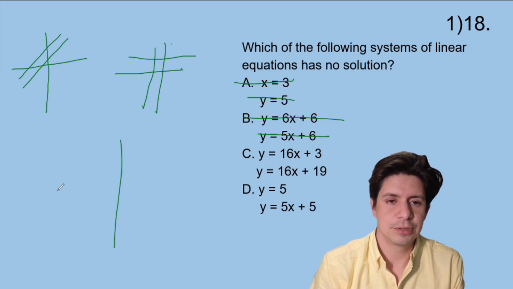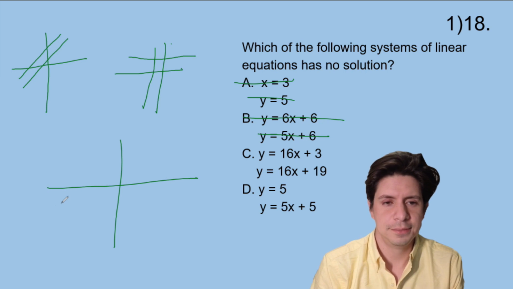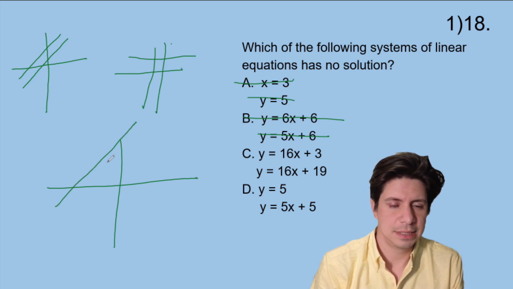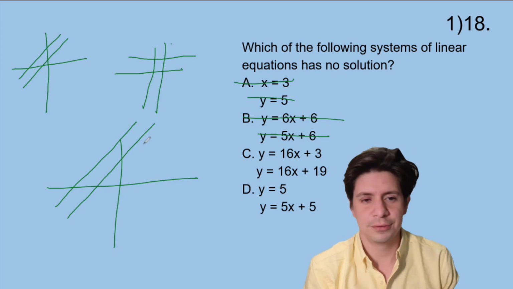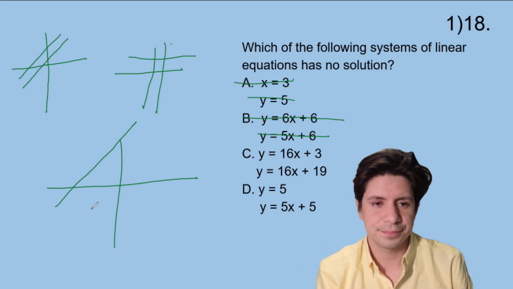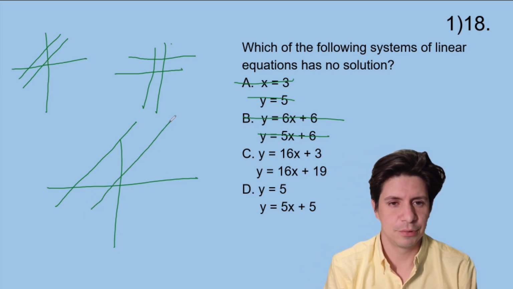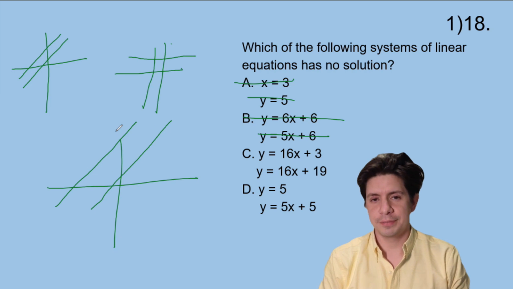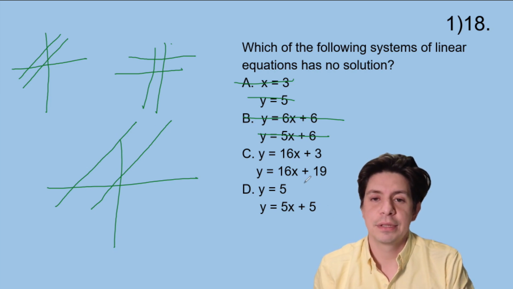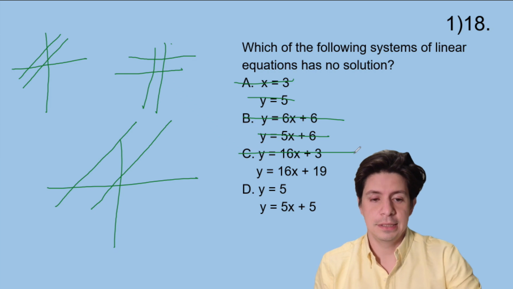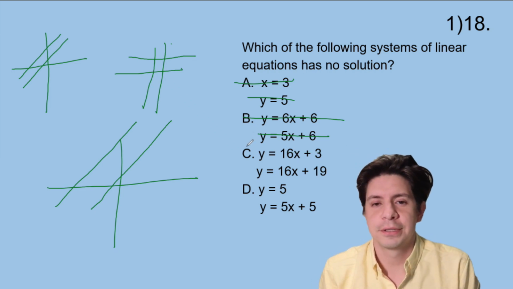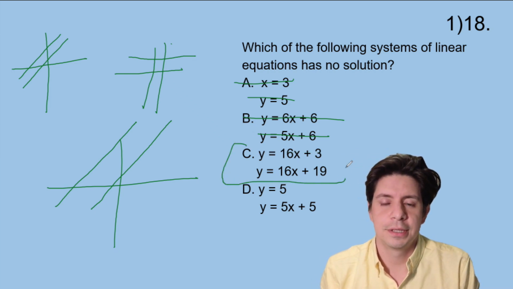So if we had this one, we're going to draw it out here. We'd have 16x plus 19, and 16x plus 3. That's a terrible proportion, it would be something more like this. But again, they never cross because they have the same slope but different y-intercepts. That means they're parallel. So that is our answer because we're looking for something with no solution, right?